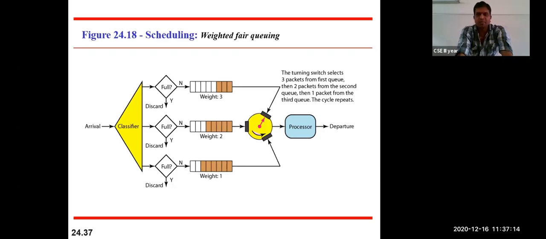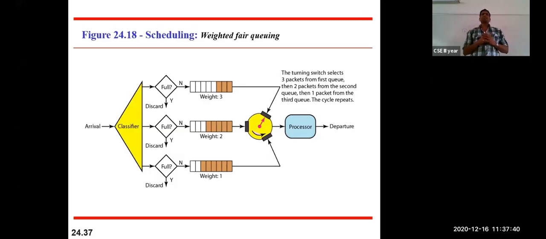FIFO queuing had a problem. Priority queuing also had a problem. Then we came up with this new solution called weighted fair queuing. Now in weighted fair queuing, there will be multiple queues. I gave you a general example of a single queue, just to understand it. Every queue is given a weightage.